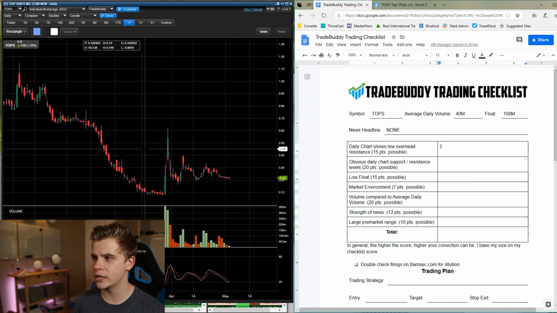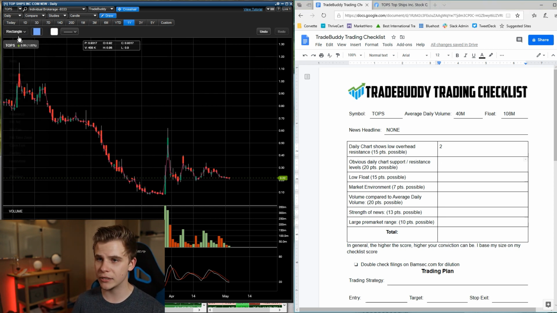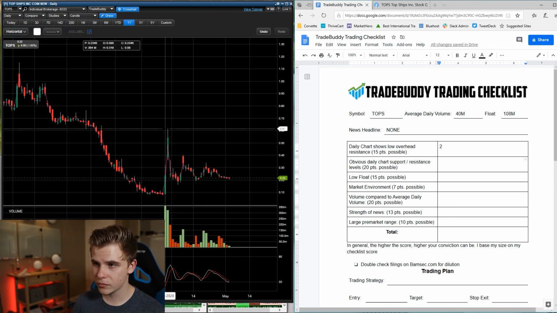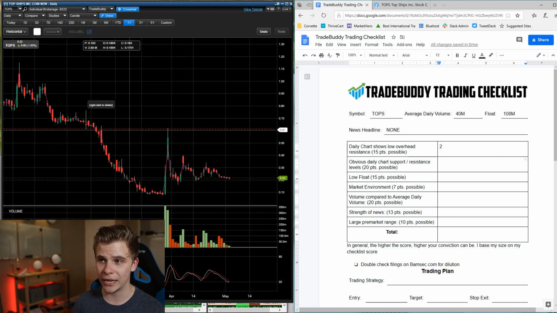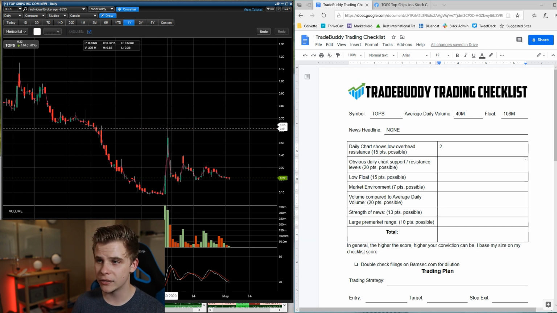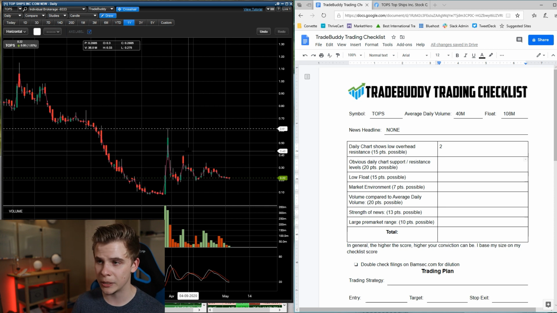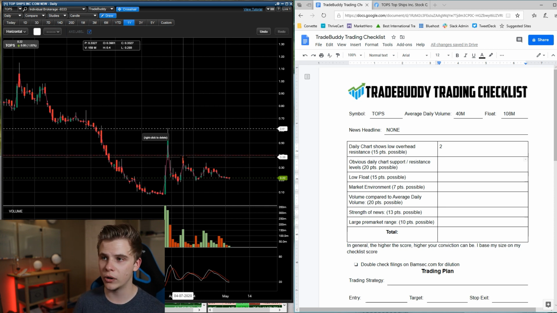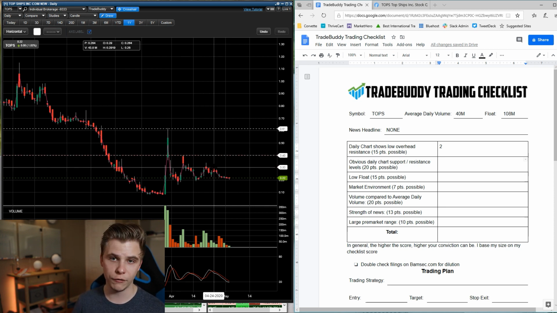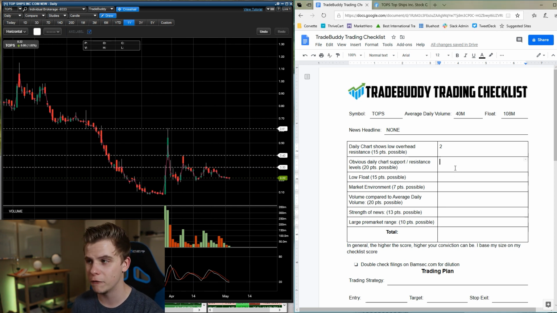Next up, obvious daily chart support resistance levels. I would say not really. While yes, we do have this obvious level here at 60 cents, you can see it only tested that one time and it doesn't seem to test the same level multiple times. It just keeps having resistance lower and lower, partly due to the fact that they do so much dilution. So this, I would grade, I don't know, a 5.